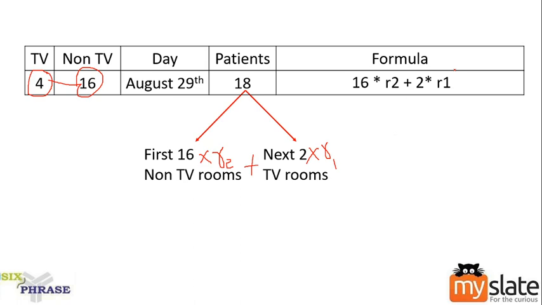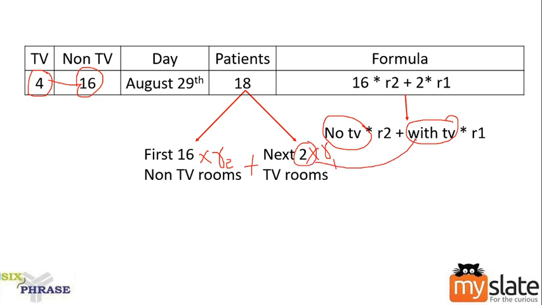Next case. The general formula is going to be: 16, which is the number of rooms without TV, into R2, plus rooms with the TV into R1. But I'm not considering the total rooms with the TV. If I have two remaining patients, remaining patients into R1 has to be considered. Clear? Remaining patients into R1. So the no-TV rooms are filled, and the rooms with the TV will contain the remaining patients only, not all the patients. Okay. Next case.